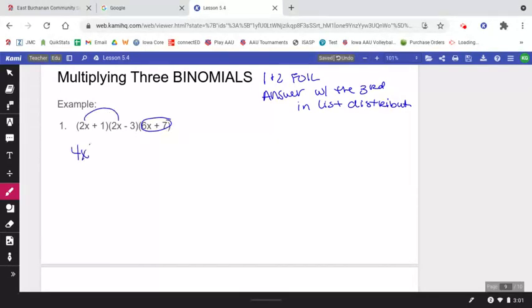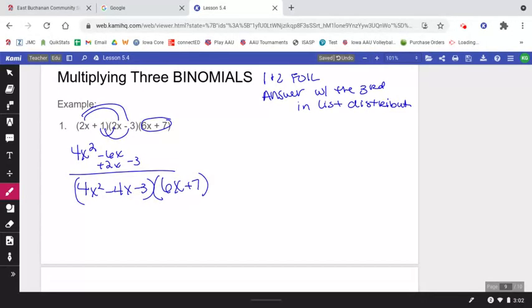So that would give me 4x squared minus 6x plus 2x minus 3, which becomes 4x squared minus 4x minus 3. And then after we do that, we're going to take that answer and let's distribute it with the last binomial here.